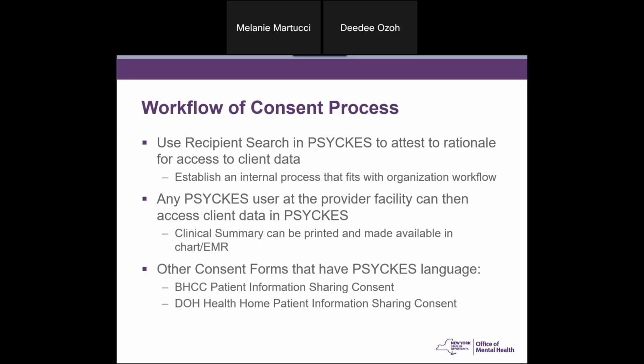So if you only received your user ID and you still need to set up those other steps, I would recommend emailing PSYCKES Help, and that is psyches-help@omh.ny.gov. And our help desk is great. We provide support Monday through Friday, 9 to 5, and they'll be able to look up your individual user ID and get you access to the application.